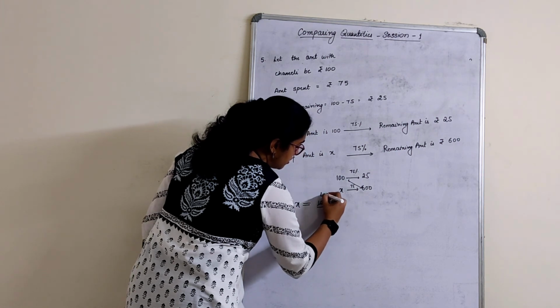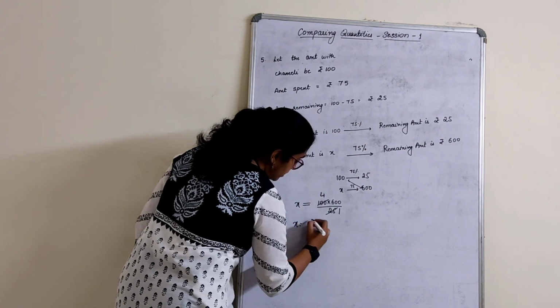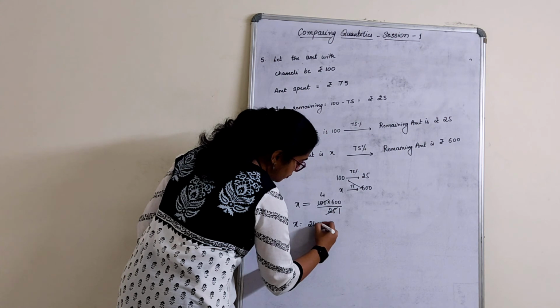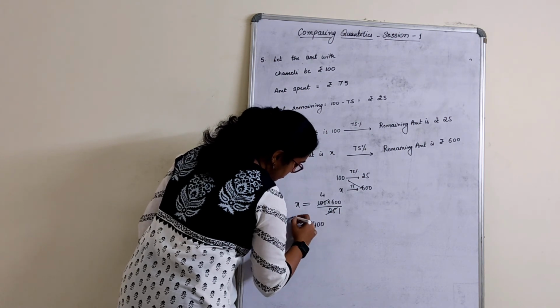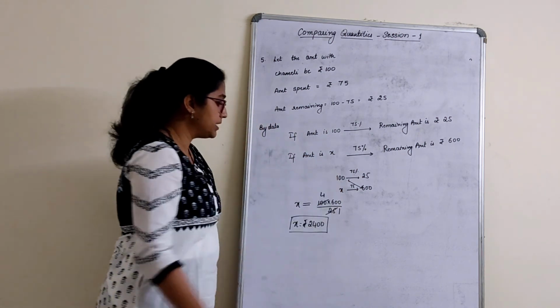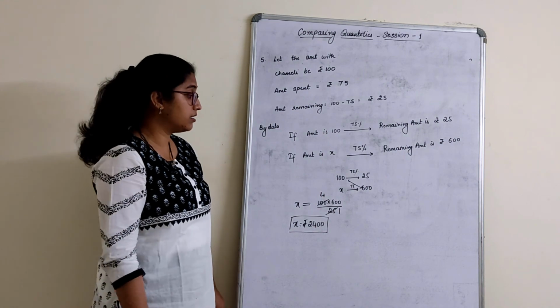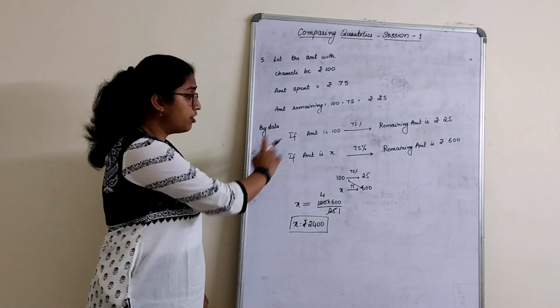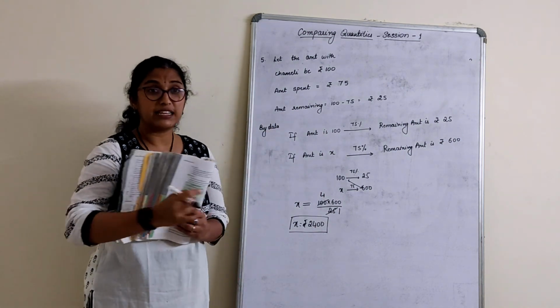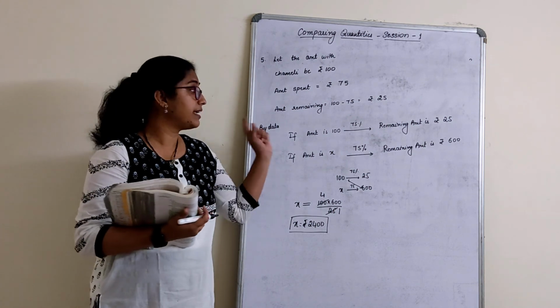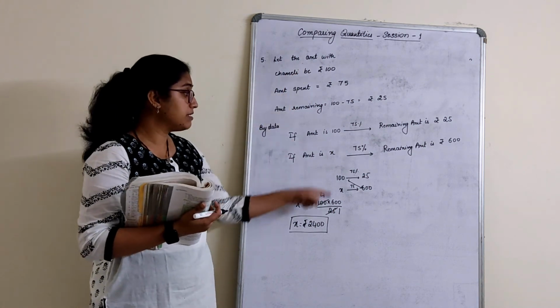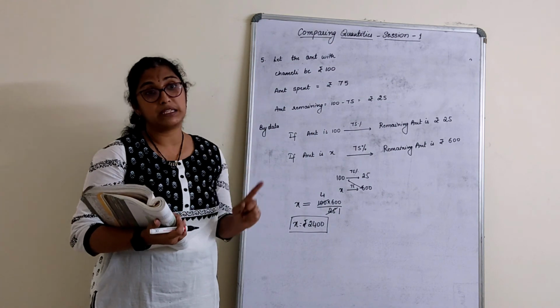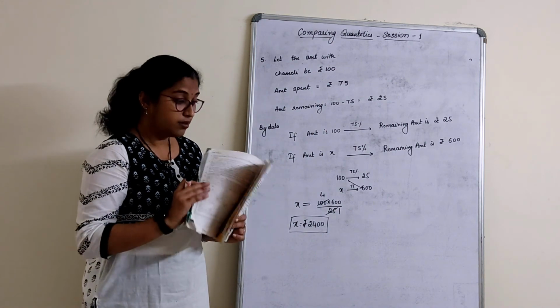25 ones are 25, fours are... X is equal to 6 fours are 24. Chameli had rupees 2,400 with her in the beginning. Follow this procedure, children. It will be very easy. You need not learn by heart the things what is being given. And the same procedure I am going to follow for cost price, selling price also.